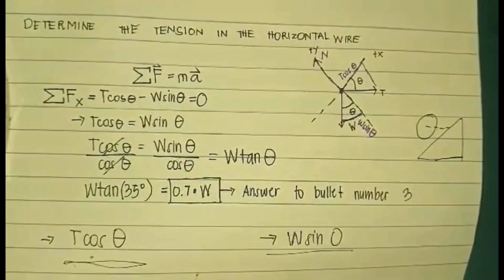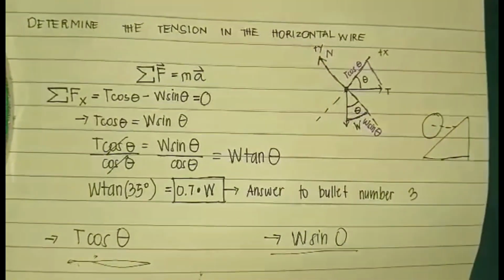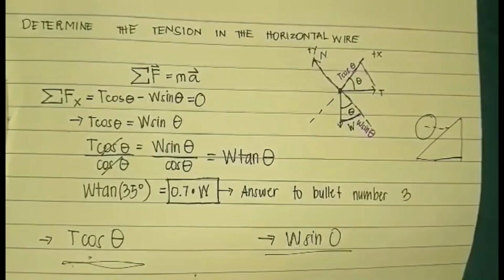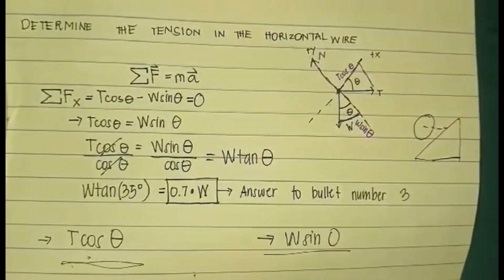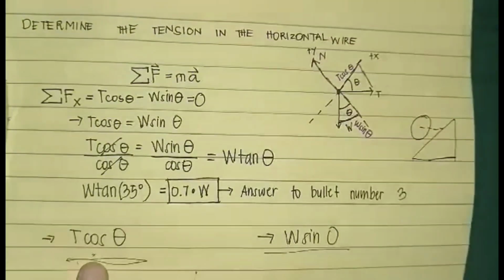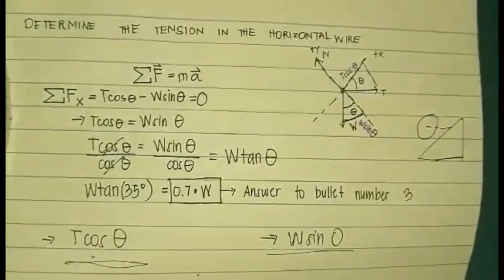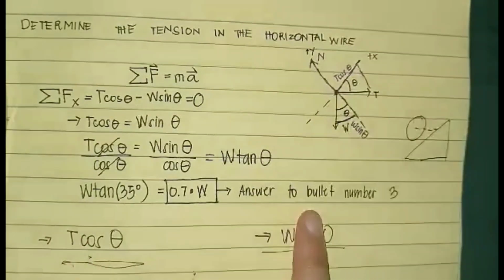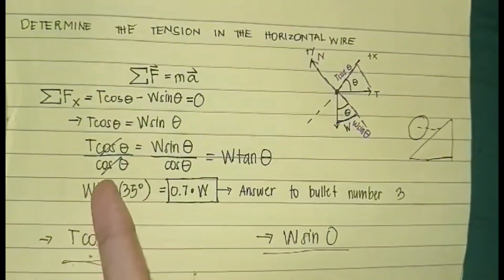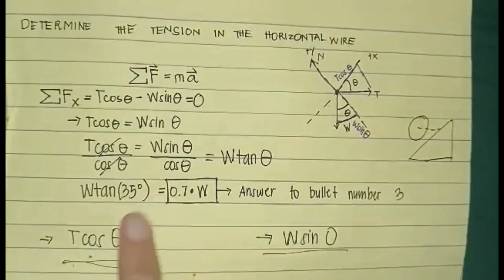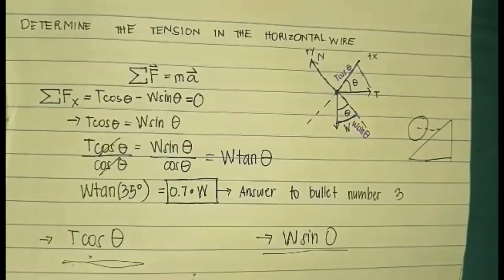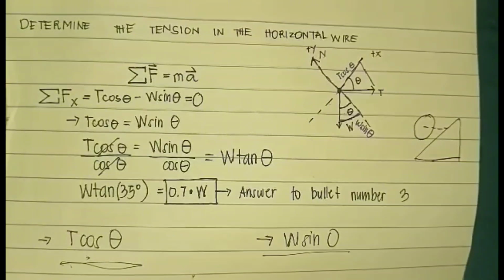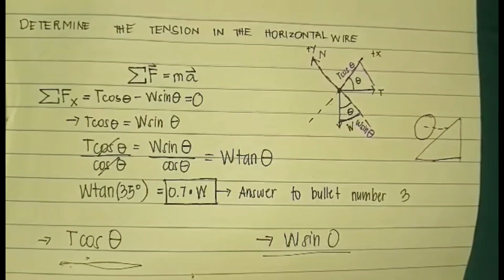Now we are going to solve for T cosine theta. Since it's just equal to 0, we can easily conclude that T cosine theta is just equal to W sine theta. And in order for us to get T, or tension, we are going to divide both sides by cosine theta. Now cosine theta is cancelled, and we all know that sine theta over cosine theta is just equal to tangent. So the answer is W tan theta.